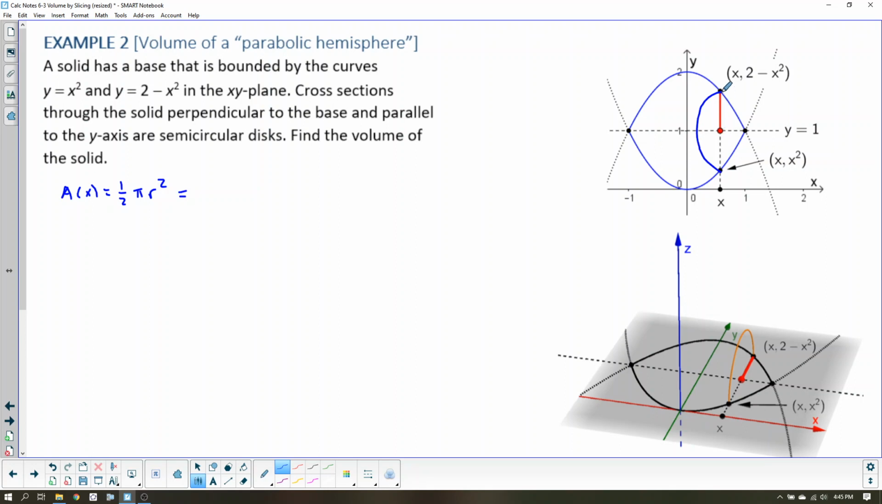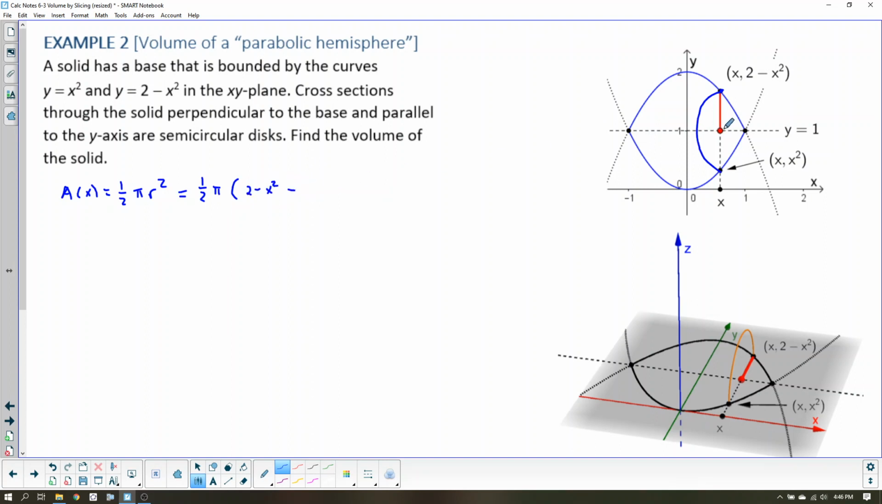Well, let's start with the top one. To find the length of this, what we would need to do is to take the y value here, which would be this, and subtract it by the y value here, the difference in the two y values. So that would look like 1/2 pi times the outer distance, which would be 2 minus x squared, minus the inner.